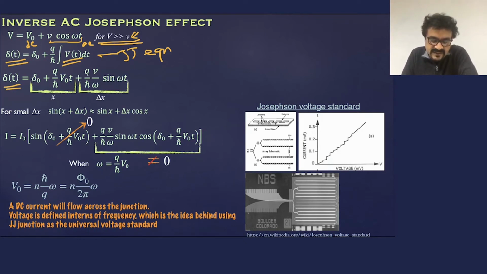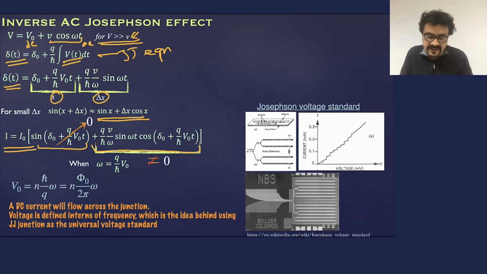in the form sin(x plus delta x), which is approximately equal to sin x plus delta x cos x. When you do this, the current that you are going to get will be of this form. This is the x part, and this part is your delta x cos x part. Now we are interested in the DC current. That's what we are going to measure.